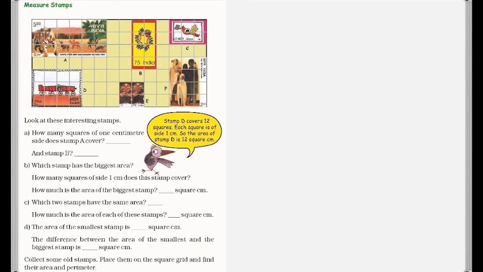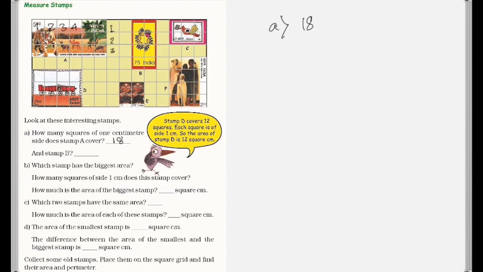Now measure the stamps. Look at these interesting stamps. How many squares of 1 centimeter side does stamp A cover? So you need to count 1, 2, 3, 4, 5 and 6, and 1, 2 and 3. So we multiply 6 with 3 and we get the answer 18. Okay, so the answer for A is 18.